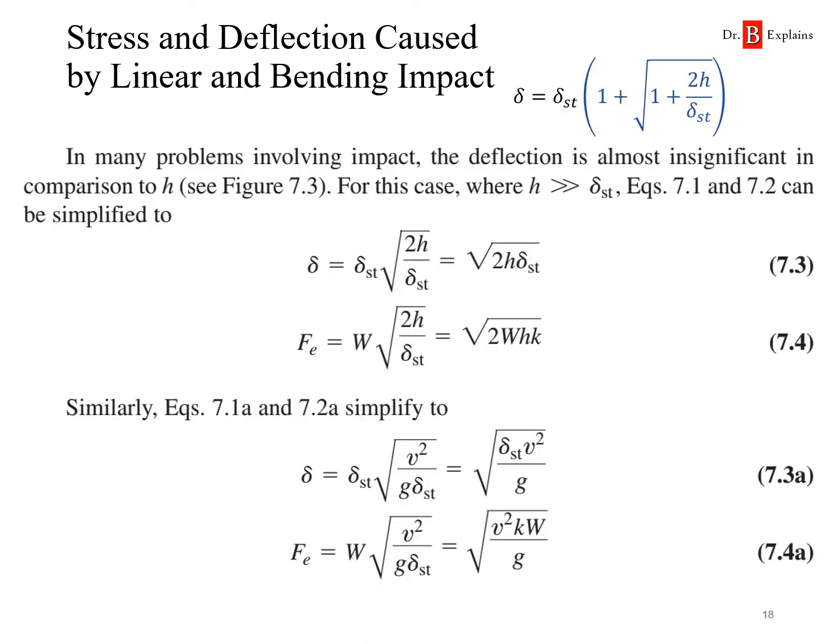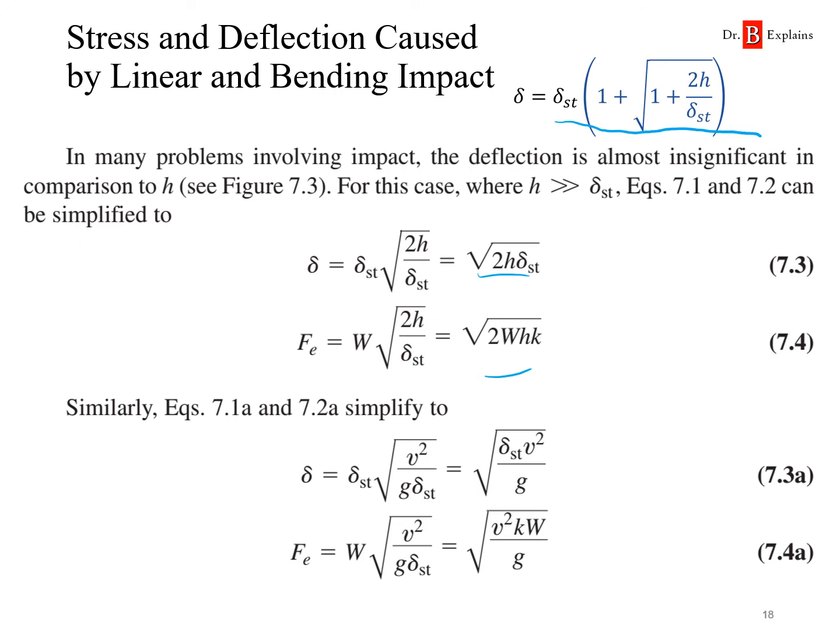Now we can further simplify this impact factor by noting that in many problems that involve impact, the deflection delta, or how much the spring gives, is so small compared to h, the height from which that object gets dropped, that we can simplify this impact factor to just these equations, right? So how do we do that?